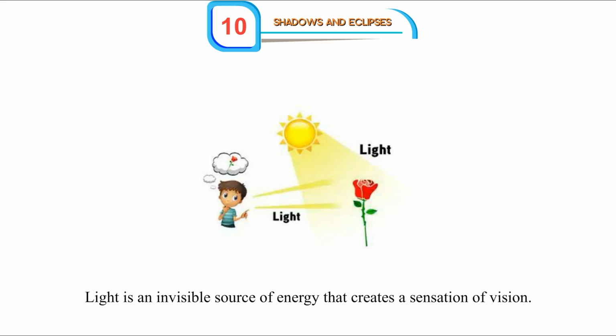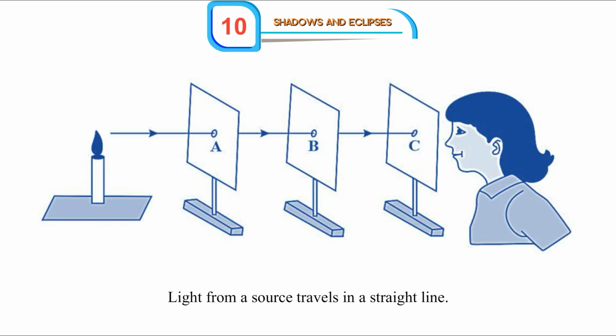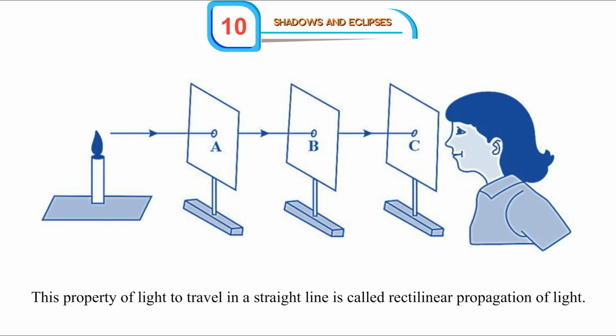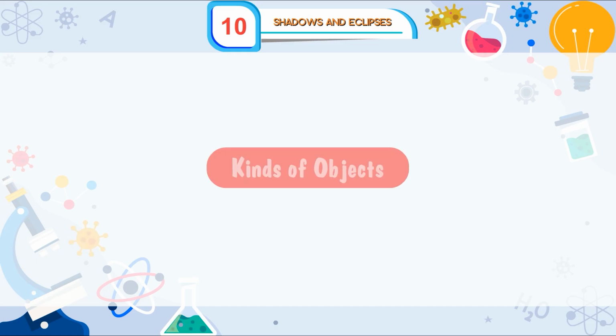Light is an invisible source of energy that creates a sensation of vision. Light from a source travels in a straight line. This property of light to travel in a straight line is called rectilinear propagation of light.